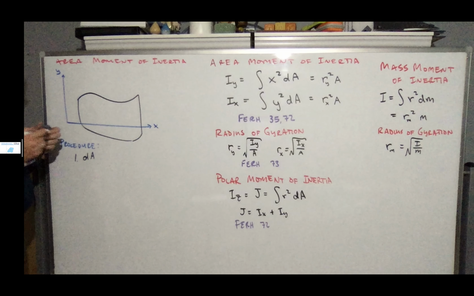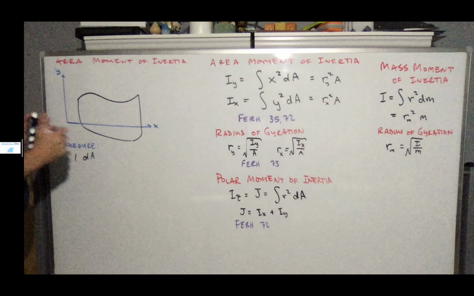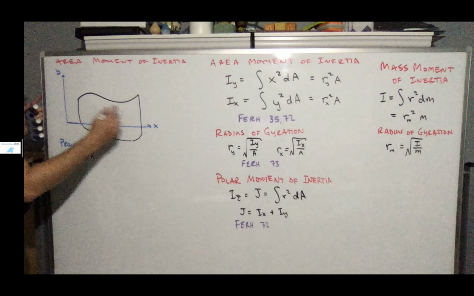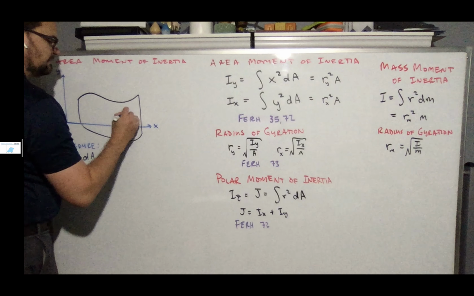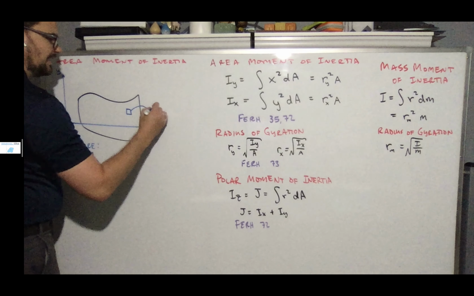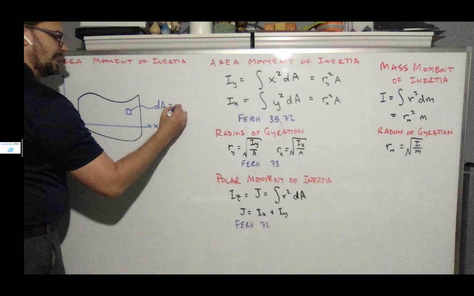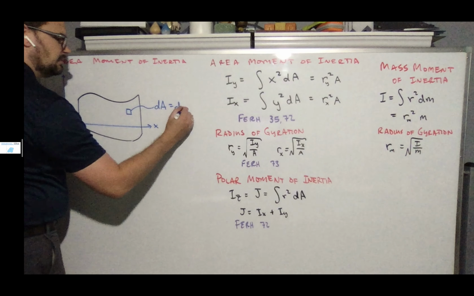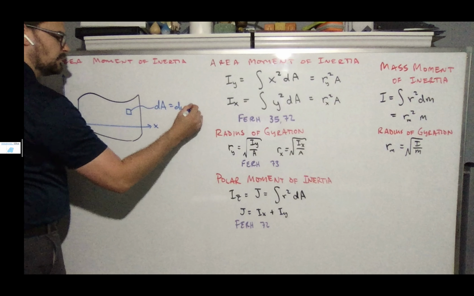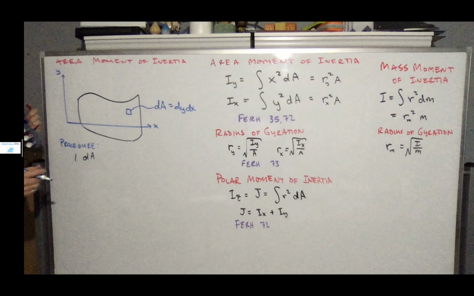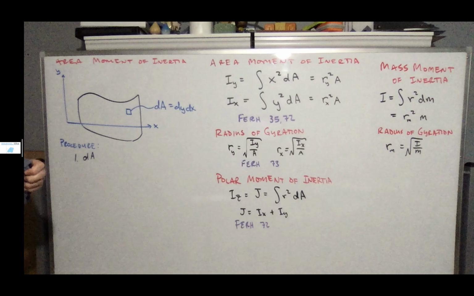Now, if you're doing what our author does in his textbook, he's going to go through and cut out a little sliver of the thing and figure out what its area is. But if I'm doing double integration, I can just say, here's my differential area, and it is a differential unit y tall and a differential unit x wide. And so dA is equal to dy dx.